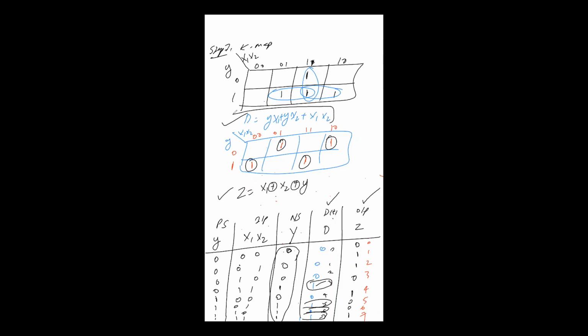So this is D corresponding to your memory element, and Z is the output, right? So we will draw its logic diagram. That is step number 8. I will again write the expressions: D is y x1 plus y x2 plus x1 x2, and Z is y XOR x1 XOR x2, right?